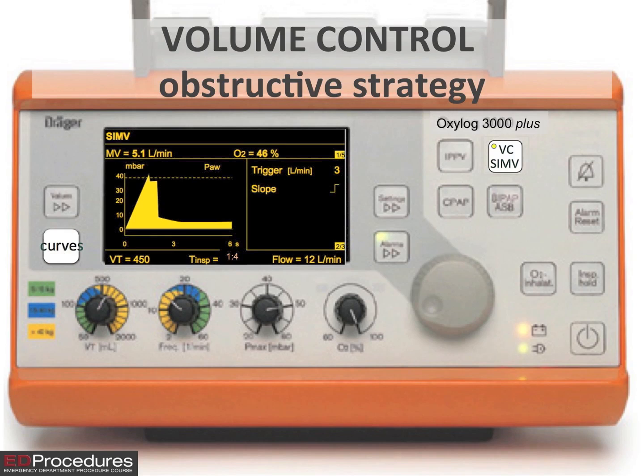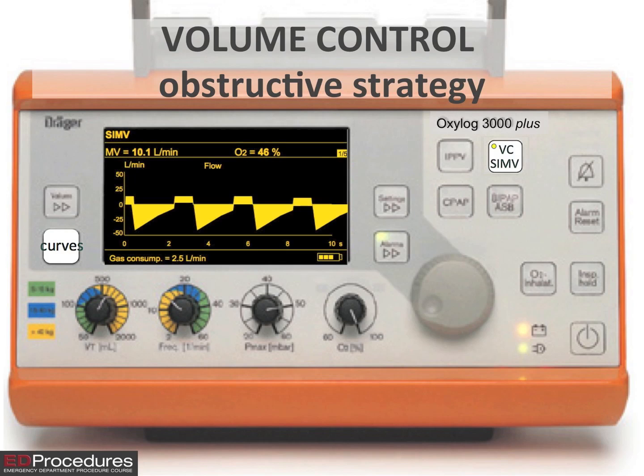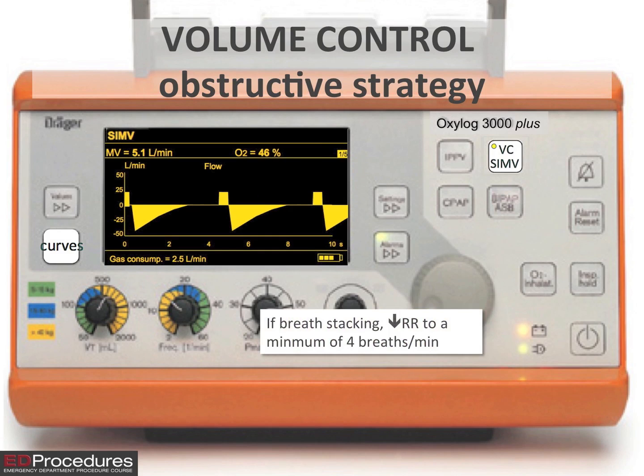Next, it's time to look at your flow curves by pressing the Curves button until you get a screen that looks like this. Above the horizontal is inspiration, below expiration. Here we can see that the expiratory flow curve doesn't reach baseline or zero before it's interrupted by another inspiratory curve. As you might intuit, this means the patient hasn't fully exhaled and thus is breath stacking, which can be life-threatening. The treatment is to lower the respiratory rate further. The minimum would be 4 breaths a minute.